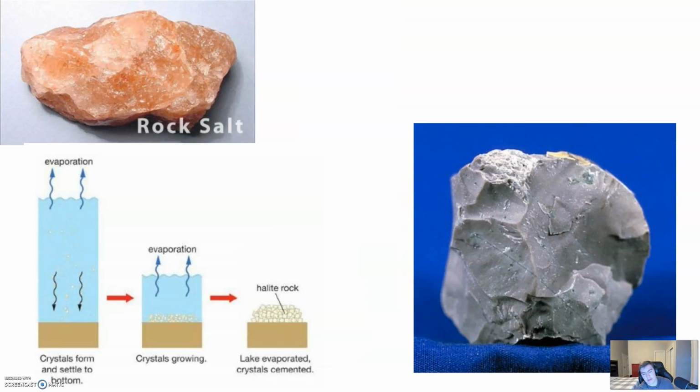Now, the third type of sedimentary rocks are chemical sedimentary rocks. Chemical sedimentary rocks are sedimentary rocks that have been made from chemical processes, like evaporation and precipitation.